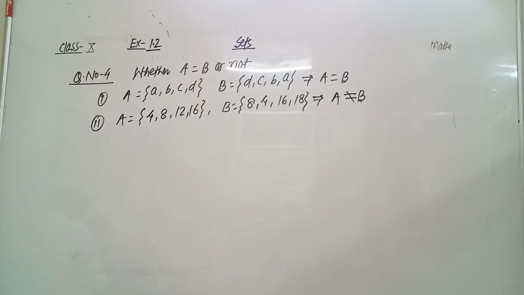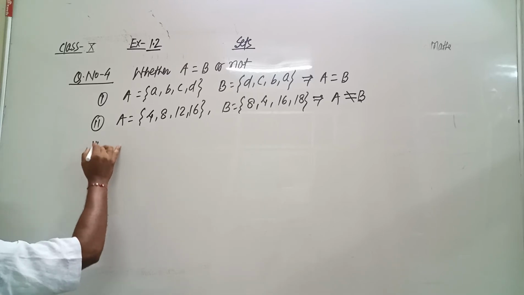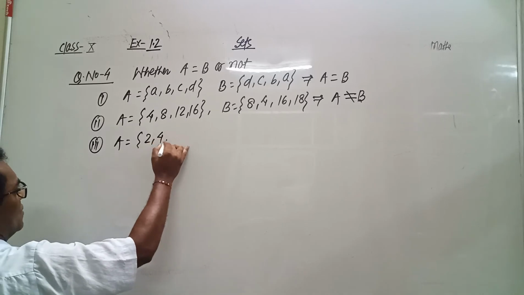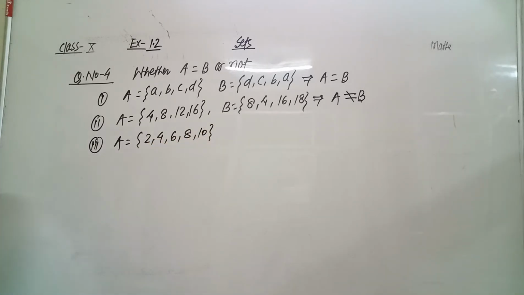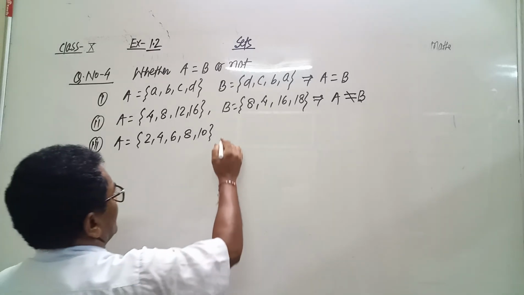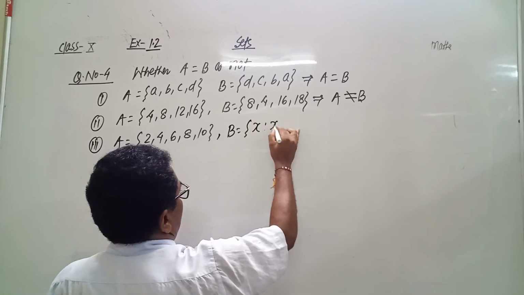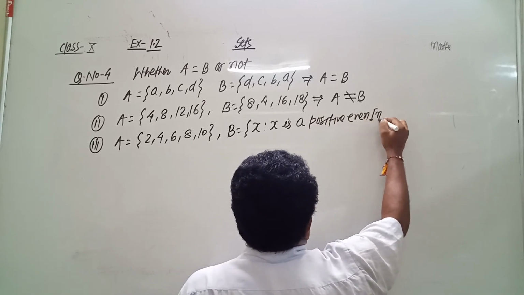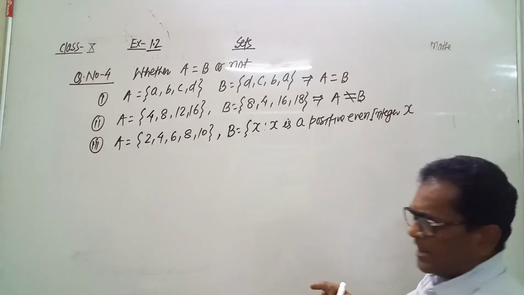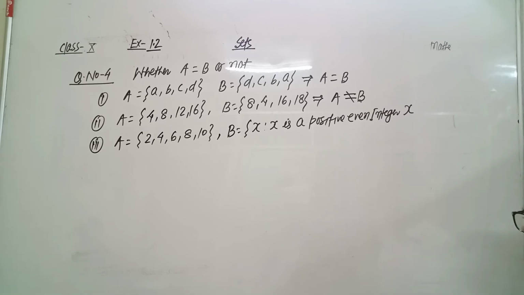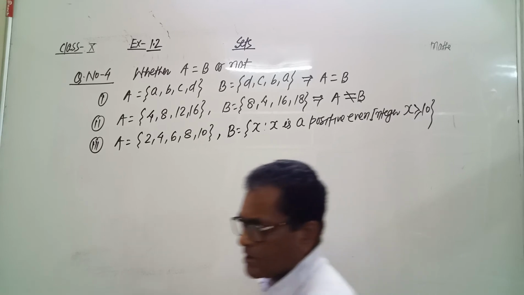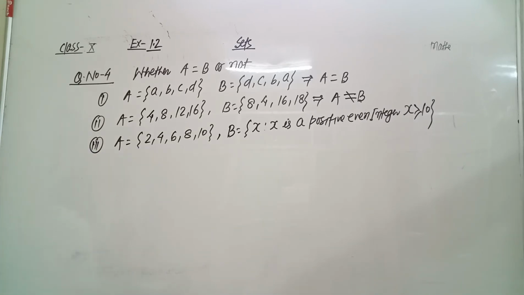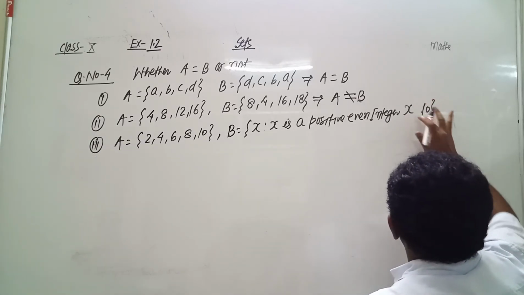Third part, set A equals {2, 4, 6, 8, 10} and B equals {x such that x is a positive even integer and x is less than or equal to 10}.